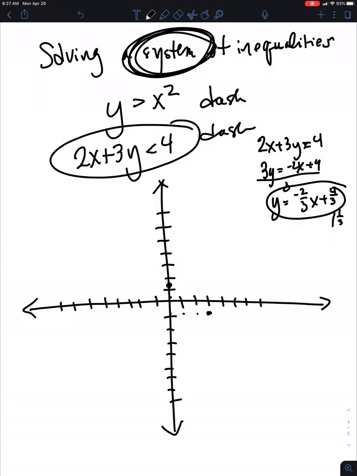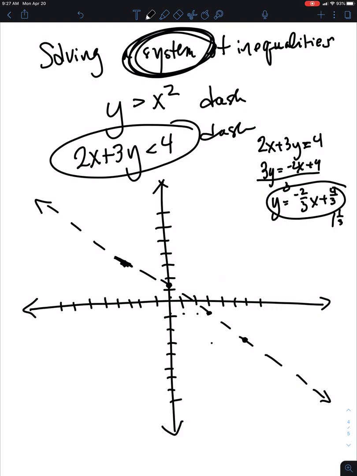Again, this is loosely graphed because my graph is not that great. All right, so I'm going to make a dashed line. 1, 2, 3. I'm going to make a dashed line through these points right here. Again, my human tick marks is not making this the most accurate, but there we go. Okay, so there's that line right there.